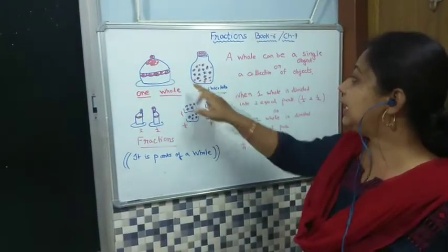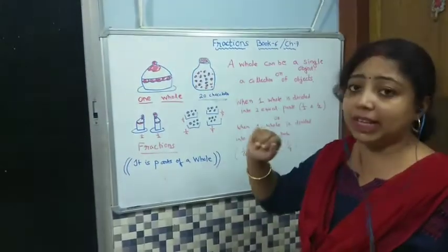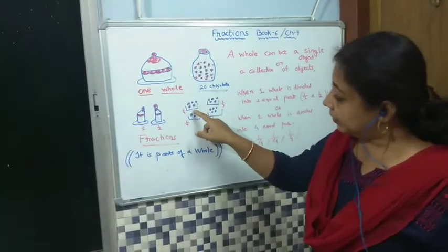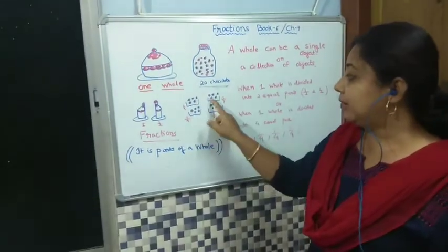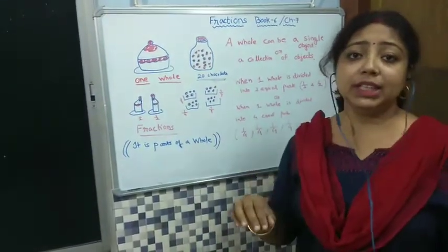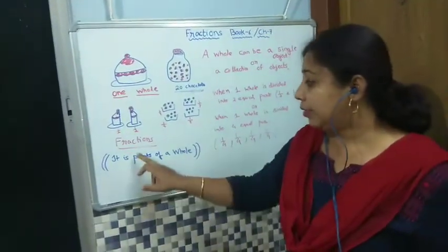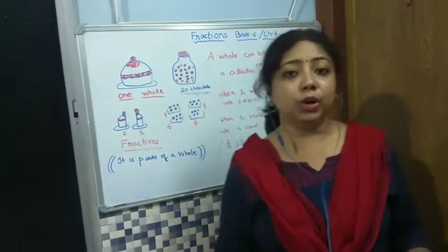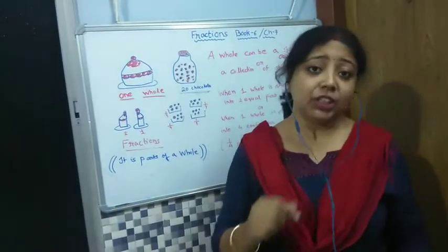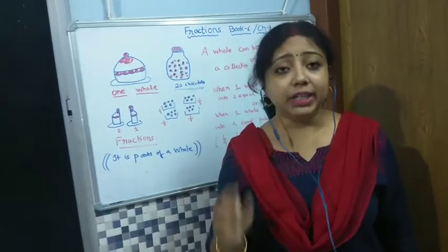Similarly, this is a jar full of sweets, this is a whole jar. Suppose I divide the 20 sweets into 4 parts, giving 5, 5, 5, 5. That means each part is 1 by 4. The sweets are divided into 1 by 4 parts, that is called a fraction. So, what is a fraction? It is parts of a whole. A whole thing, when it is divided into various parts, that is called a fraction. Let us learn a few more examples, then you can understand very well what a fraction is.